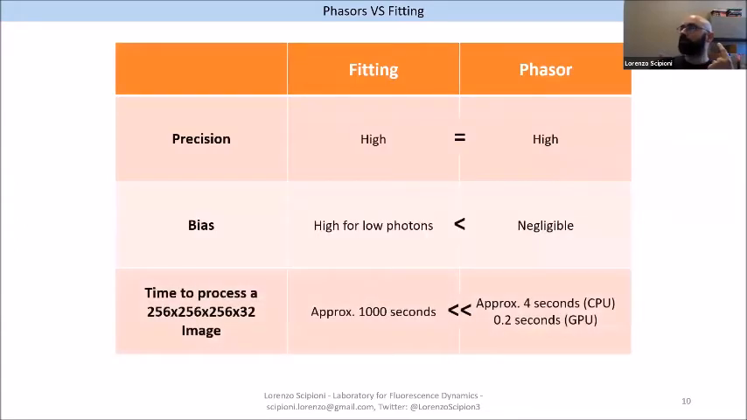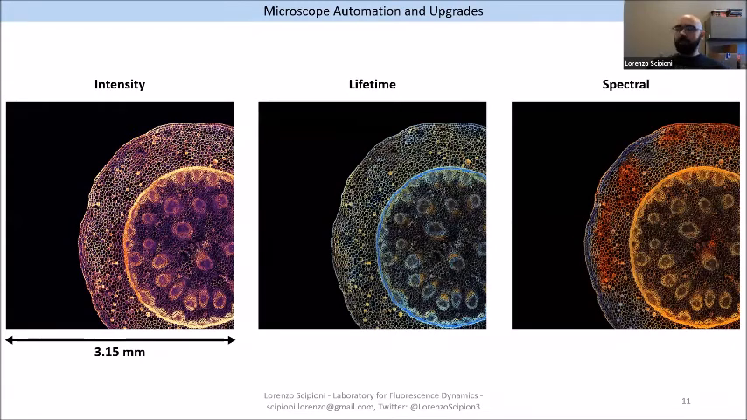So to summarize, with the Phasor, we can achieve the same precision as the fitting, sometimes higher. We have a negligible bias, even for a very low number of photons. That's important to not overestimate some lifetimes in favor of others. And then the time it takes to process an entire image, instead of 1,000 seconds, we can go below a second with GPU acceleration, or just 4 seconds with the CPU, which is more or less the frame time that we use for this acquisition.